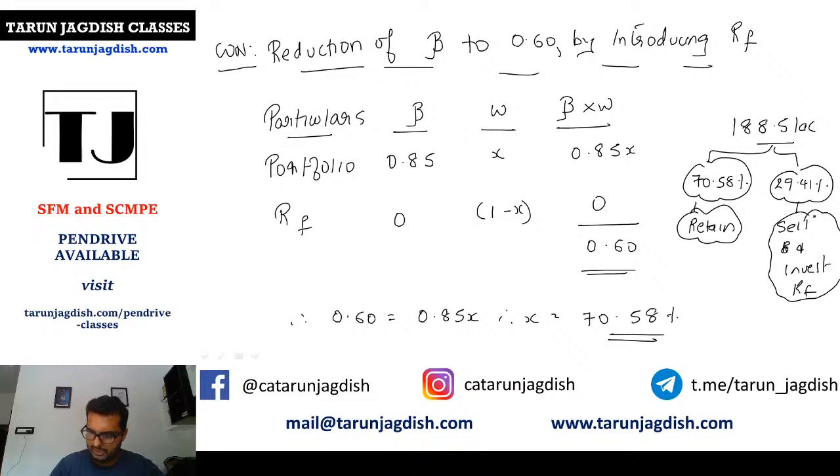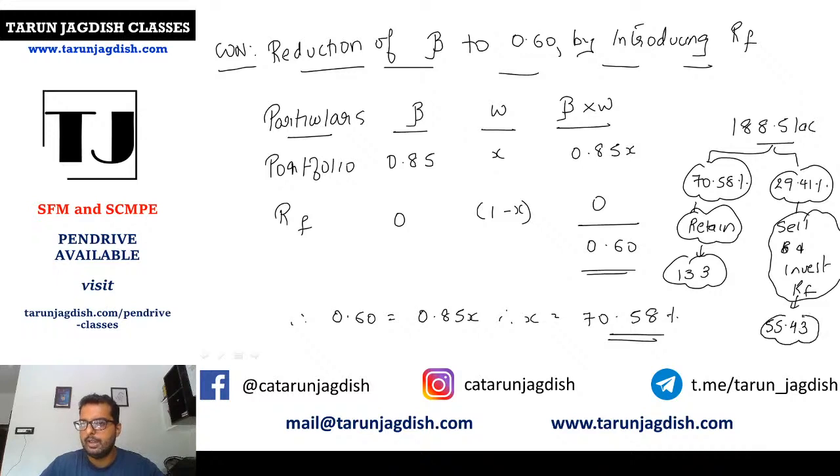So how much is 188.5 into 70.58%? 133 lakhs will come over here, and into 29.41%, that is 55.43. Can you please write down this in your books now?